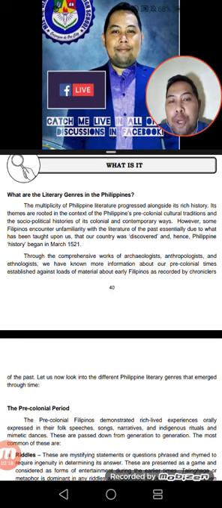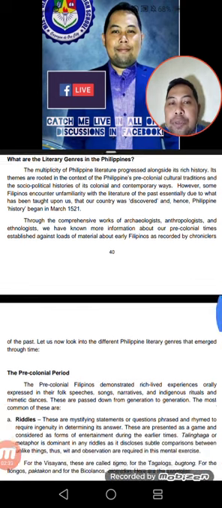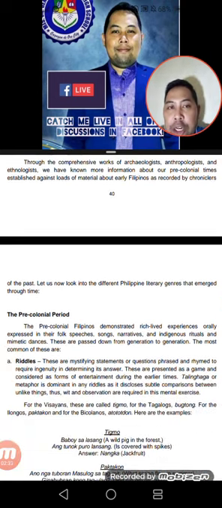1521. Through the comprehensive works of archaeologists, anthropologists, and ethnologists, we have known more information about our pre-colonial times, established against loads of material about early Filipinos as recorded by the chroniclers of the past. So let us now look at the different Philippine literary genres that emerged through time.